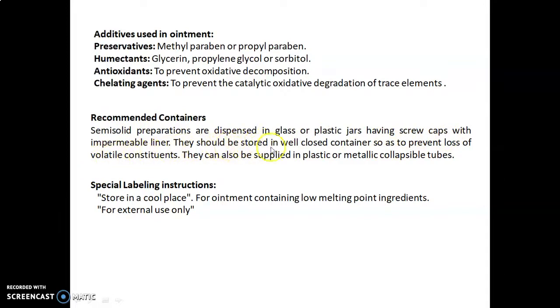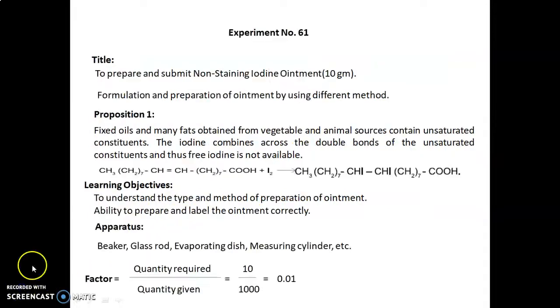They should be stored in a well-closed container so as to prevent the loss of volatile constituents. They can also be supplied in plastic or metallic collapsible tubes. Then special labeling instructions: store in a cool place for ointments containing low melting point ingredients, and second, for external use only. In the next session we will see the experiments in detail.